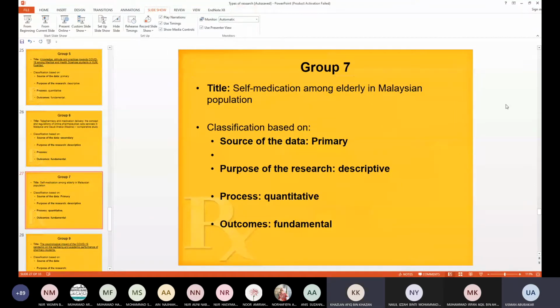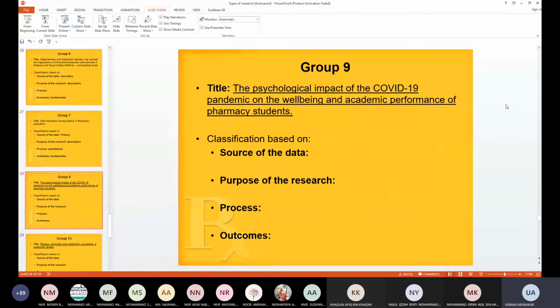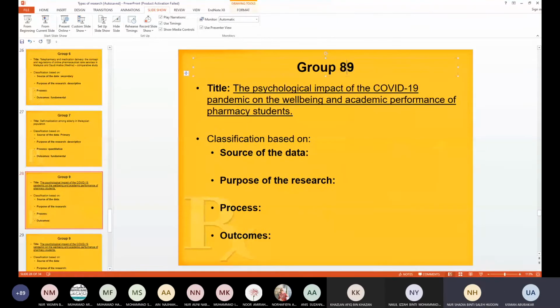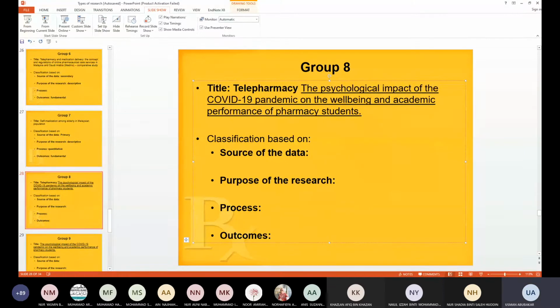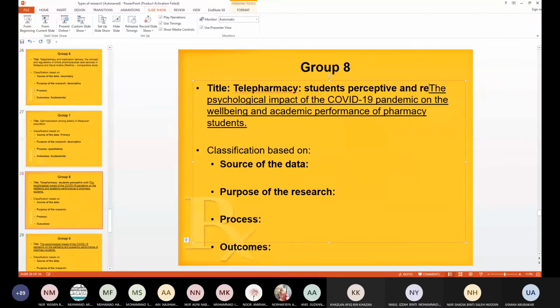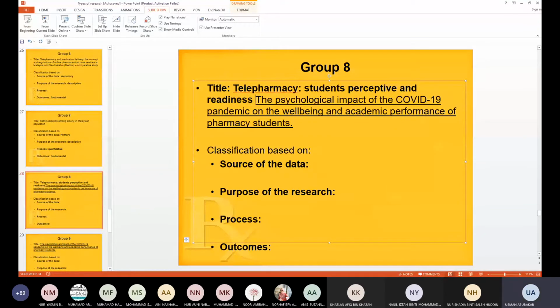This is group 7, right? Yes, Doctor. Group 8. Okay, what's your title? Telepharmacy, students' perspectives and readiness. Can you say that again, please? I didn't hear you. Telepharmacy, students' perspectives and readiness. Right?